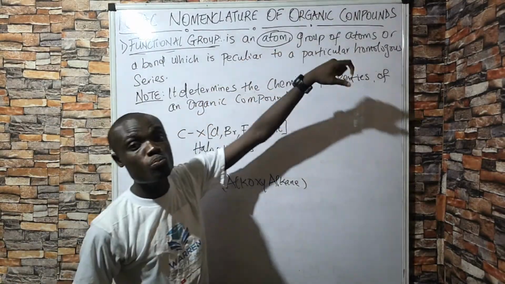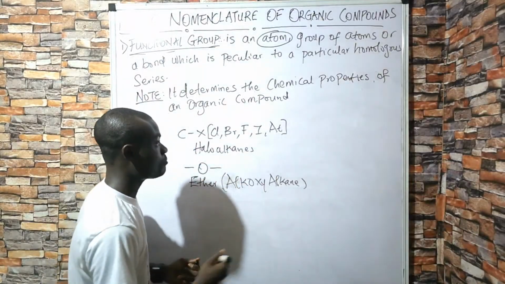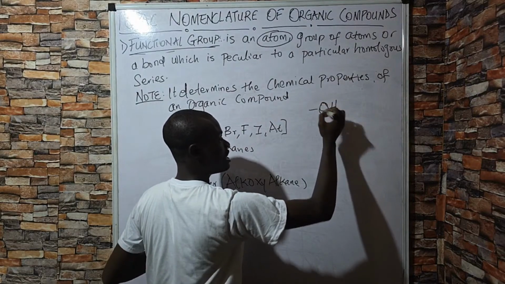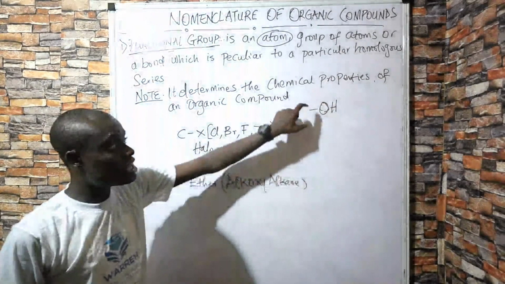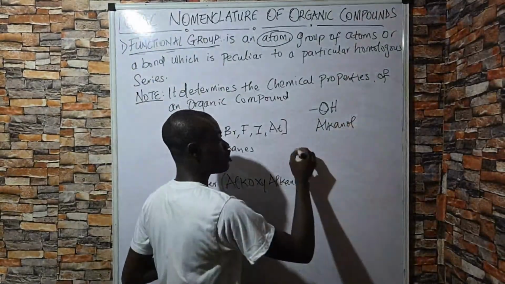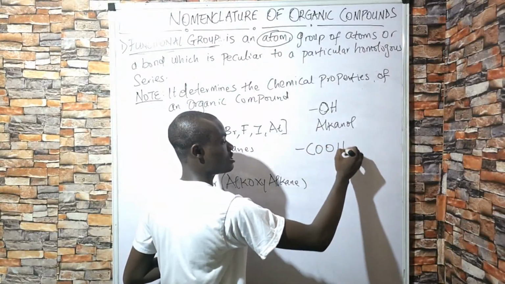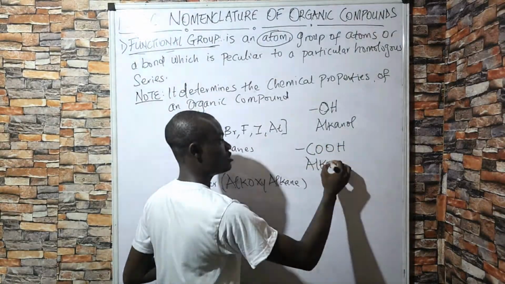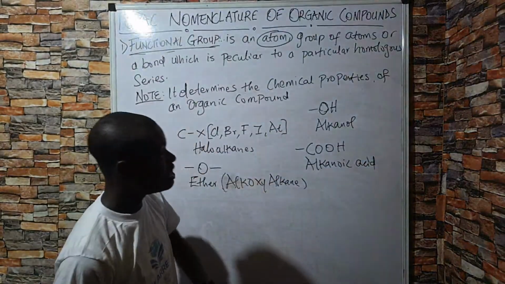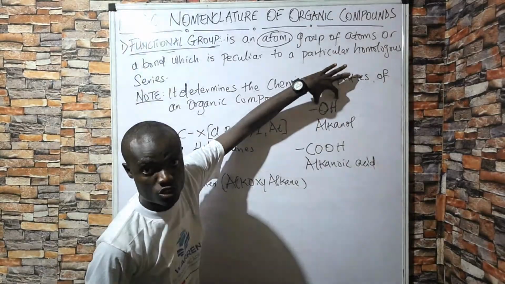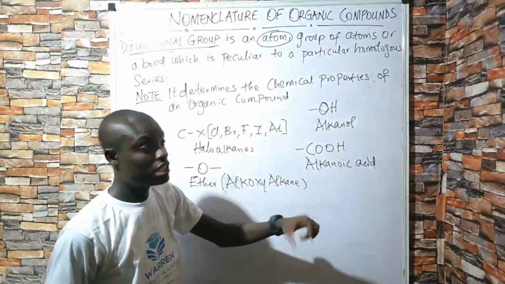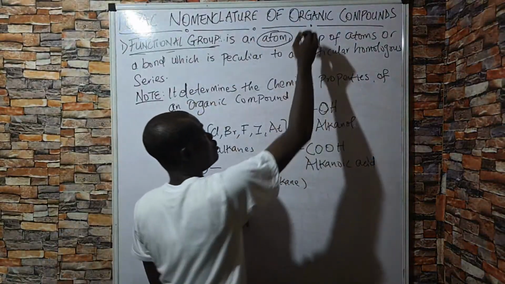It can be a group of atoms. For example, you see a family that contains what we call OH. Now this OH is a functional group for a family that is called the alkanol. Or you tend to see compounds that contain COOH, which is the alkanoic acid, or their other name, the carboxylic acid. So now look at something. This is a group of atoms, OH, O and H together. This is a group of atoms, COOH together. So it could be an atom, it could be a group of atoms.